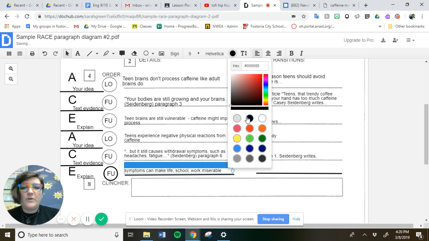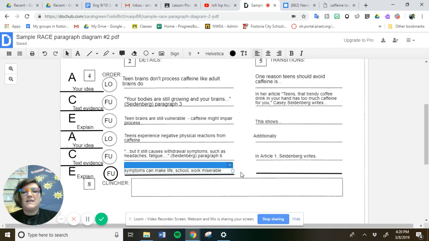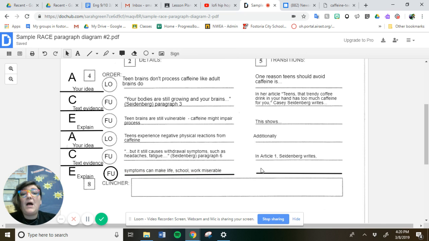I left myself a little note here because I think that if you're experiencing all of those withdrawal symptoms, it's going to make life and school and work totally miserable, right? And it's going to negatively affect how you are processing the world, okay? And this time, I didn't use a lead-in or a transition to get into this information. I just left it because I felt I could do it without it, okay? Cool, so we've been through ACE twice, okay?